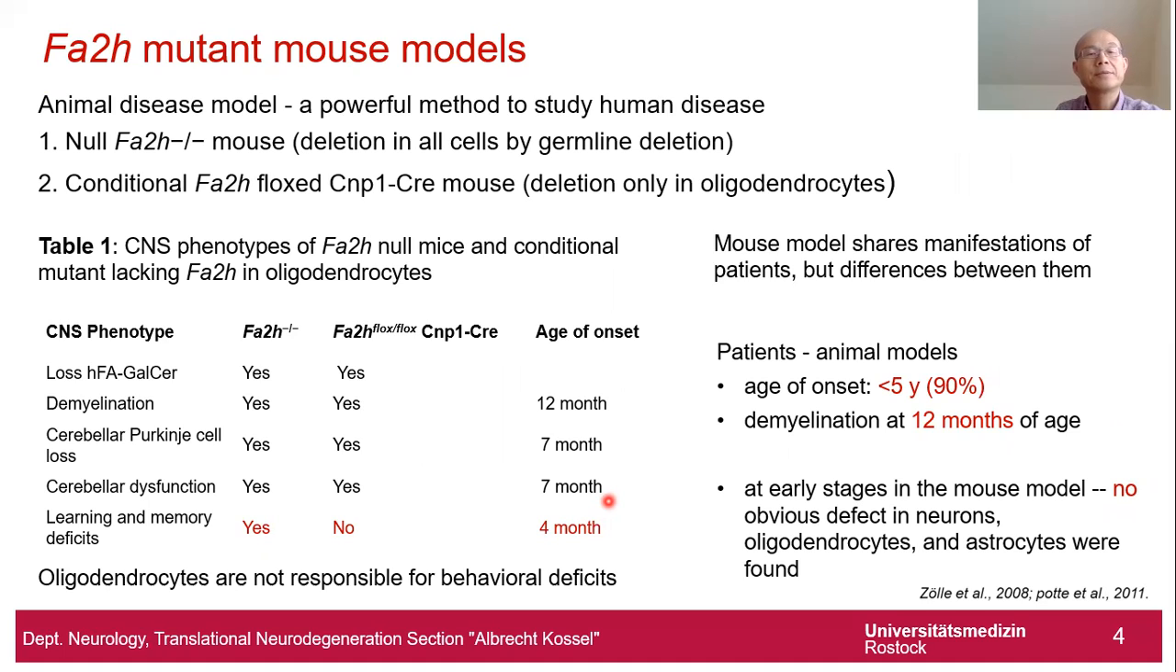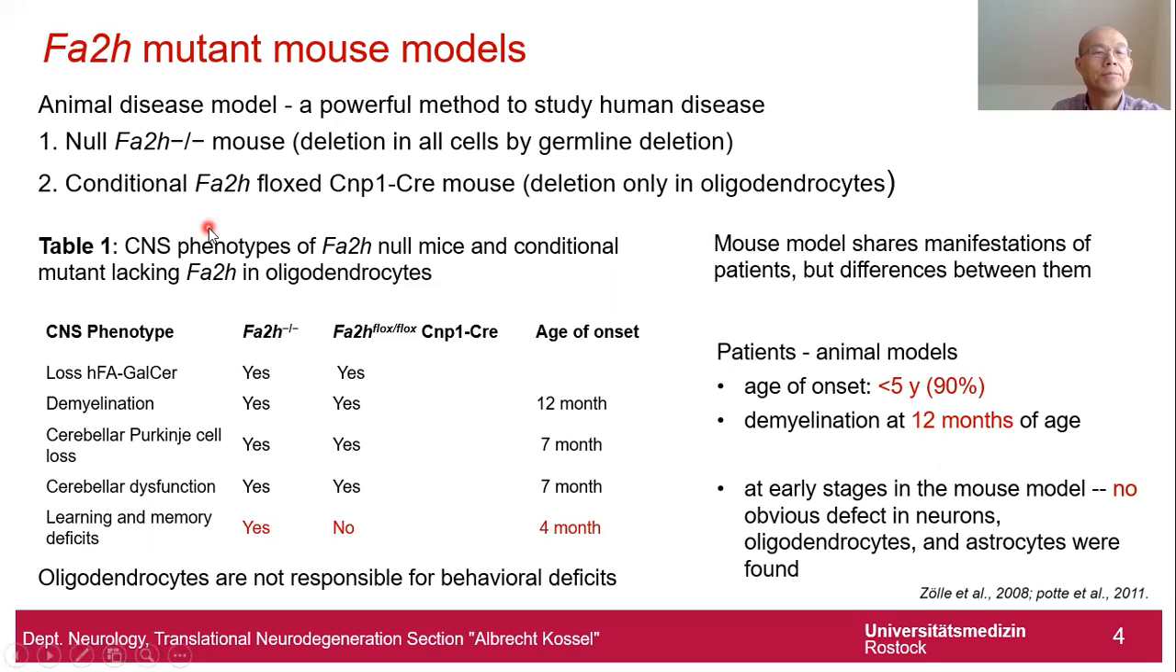Animal disease models are a powerful method to study human disease. Until now, 2 FA2H mutation mouse models have been generated. The first one is a null mouse model, in which FA2H is deleted in all cells, and another one is a conditional mouse model, in which FA2H is deleted only in oligodendrocytes.